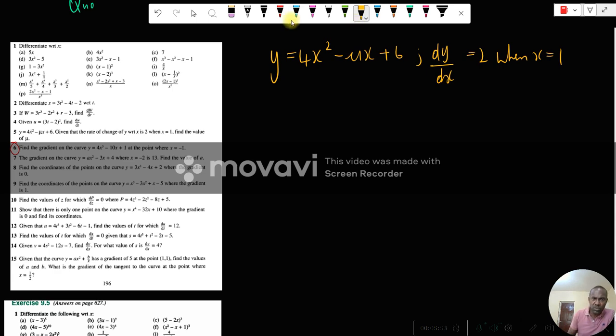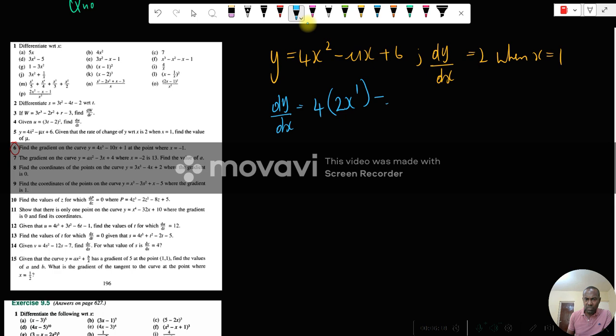So first of all, what we must do is find dy by dx. I'm going to say that dy by dx is equal to 4. We keep the multiplying constant 4 outside, and we proceed to differentiate the powers of x. First, we differentiate x squared. When you differentiate x squared, the 2 comes down and the power is reduced by 1, so we get 2x to the power of 1.